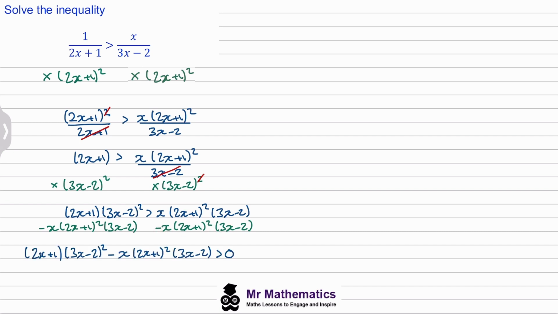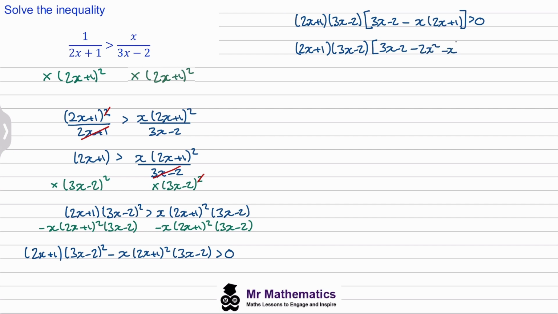So at this point, we can tidy this up by factoring out a 2x plus 1 and a 3x minus 2. And then we'll have a 3x minus 2 minus the x term and another 2x plus 1. And this will be greater than 0. So now we can expand out this bracket and collect the like terms. So we'll get 3x minus 2 minus the 2x squared minus the x greater than 0.